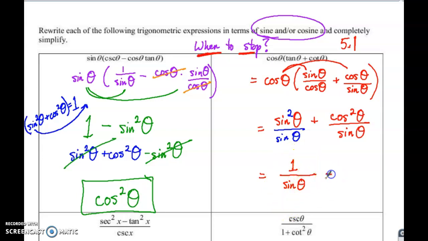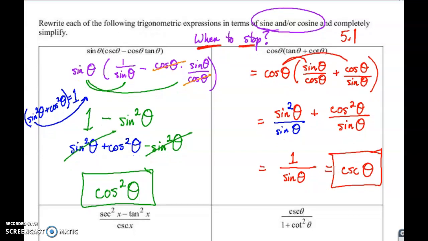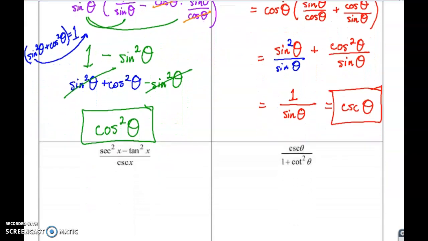And I get why you would stop. But I would take it one step further, because the reciprocal of sine is cosecant. And that is less writing than this. So, very difficult to know when to stop. And I get it. When do you stop? My biggest suggestion is to just continue on until you have the least amount of writing. And that's not necessarily the best advice, but that's what I'm going to go with.